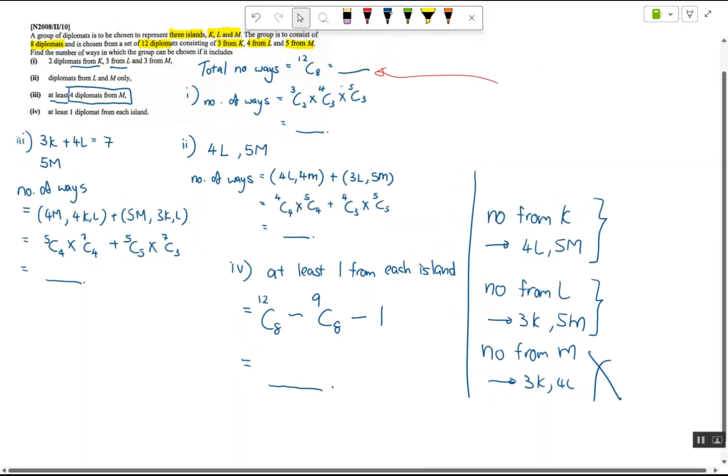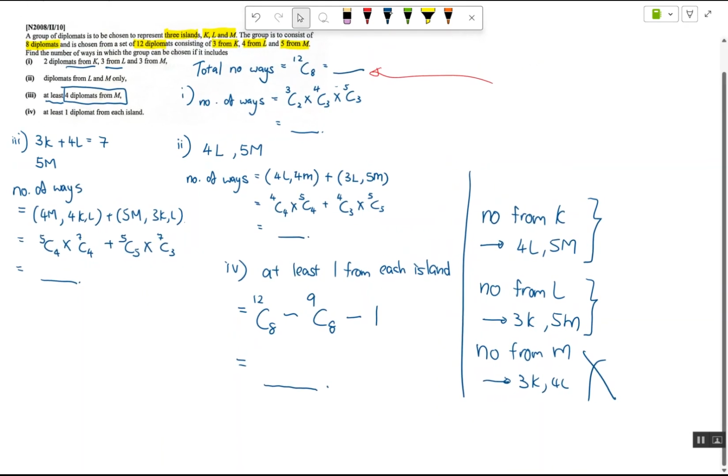So this question works on whether you know how to use combinations, whether you know when to multiply and when to add, and make sure you consider your cases properly. And at the last part, you use the complement way. That means I find the total number of ways minus the cases where I have nobody from K or nobody from L, to make up for the at least portion of this question.